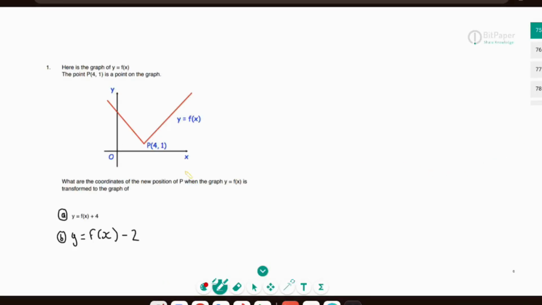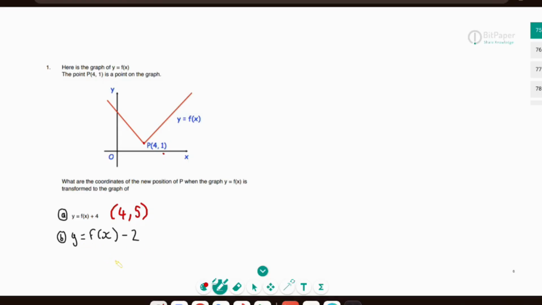Okay, here's a question to answer. So we've got a graph y equals f of x. Here's the point P, 4, 1. What are the coordinates of the new position of P when the graph y equals f of x is transformed to the graph of y equals f of x plus 4? Let me move 4 upwards. This has an effect on the y coordinate. New coordinate P, it'd be 4, 5. We just add 4 to the y coordinate.